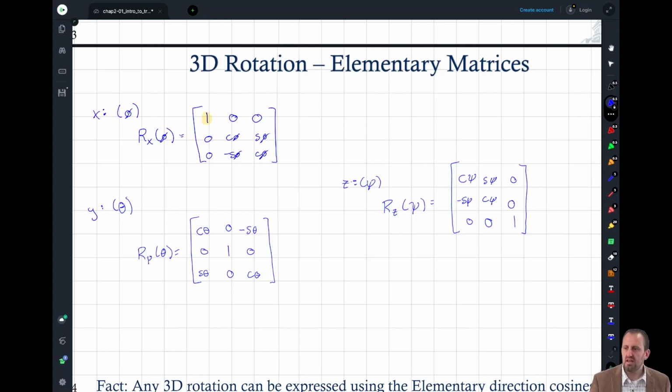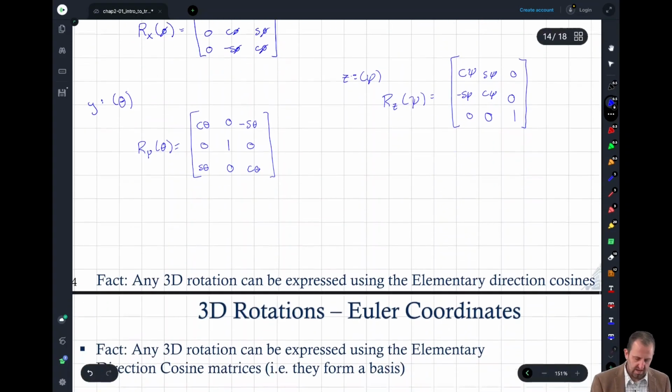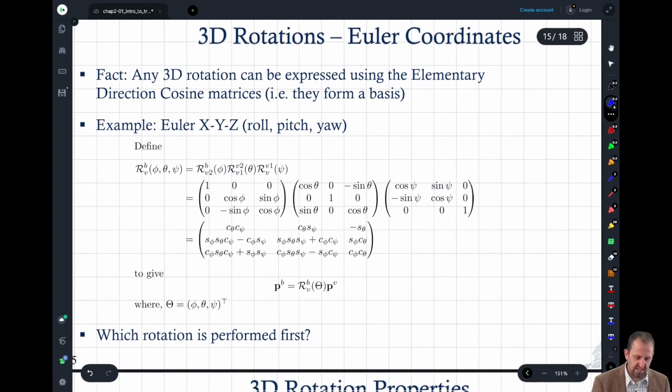Excellent. So we can now define any 3-dimensional rotation, or 3D rotation, using these elementary direction cosine matrices. So, for example, we have an x, y, z rotation. We call this our roll, pitch, and yaw. So this is an Euler rotation matrix.